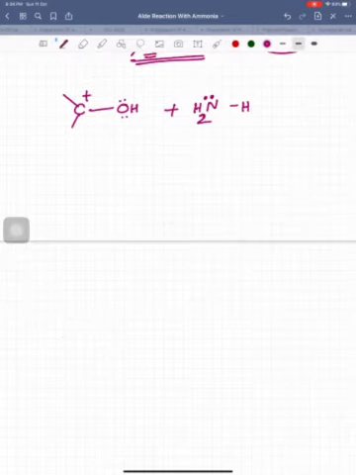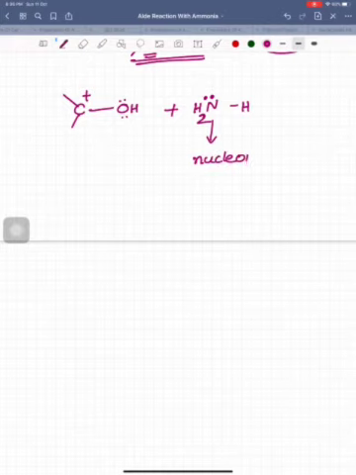You all know that there is a lone pair of electrons on the nitrogen. When there is a lone pair of electrons, we can say that it is a nucleophile. Why?